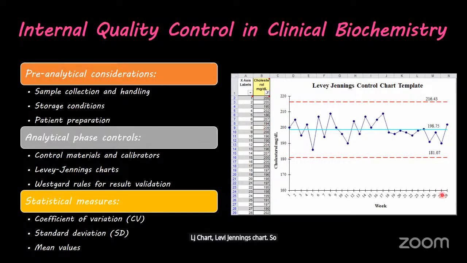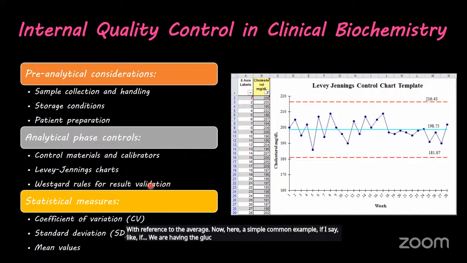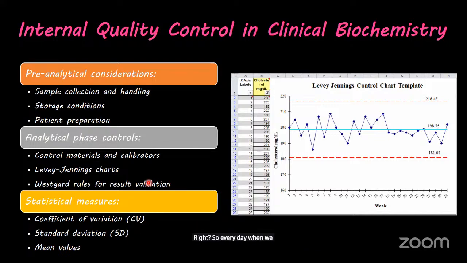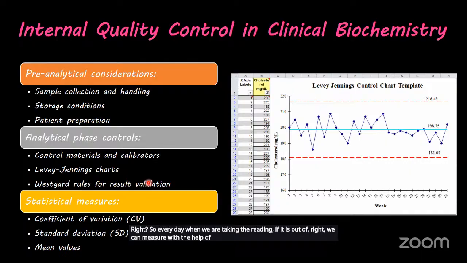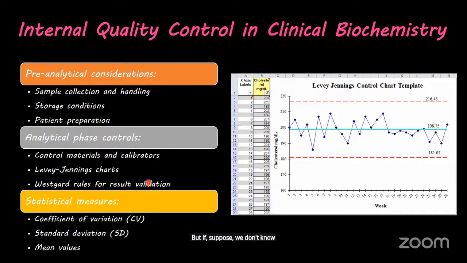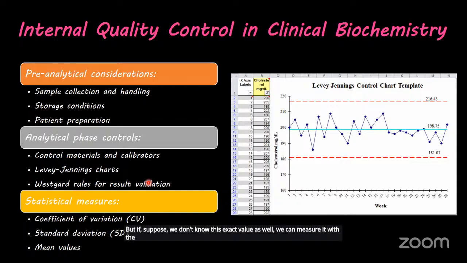Here I have shown an image of the LJ chart, where by running the control material every day we note the result and identify the variation seen with reference to the average. A simple common example: if we have a glucose standard of around 100 mg per dl, every day when we take the reading we can measure against 100 mg per dl. But if we don't know this exact value, we can measure it against the average value of the everyday readings.